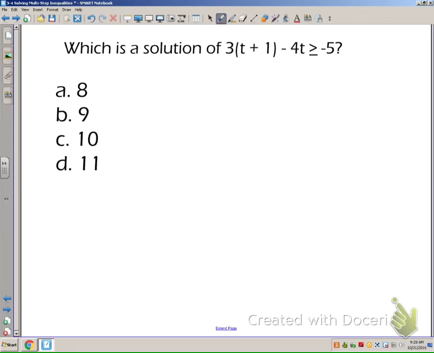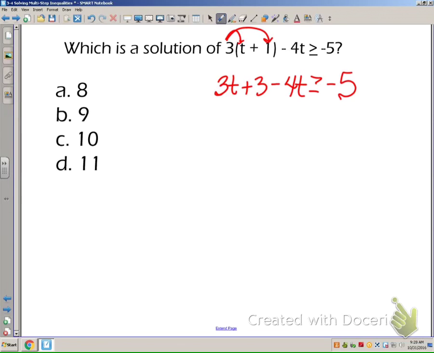Okay, so this is a distributive problem. What is the solution of 3 times (t + 1) minus 4t greater than or equal to negative 5? My first step is going to be to distribute. 3t + 3 - 4t is greater than or equal to -5.